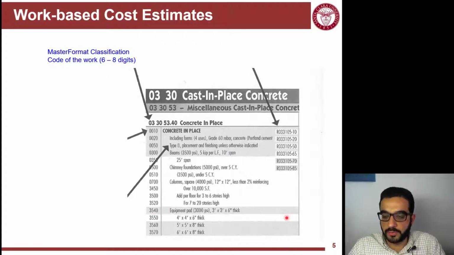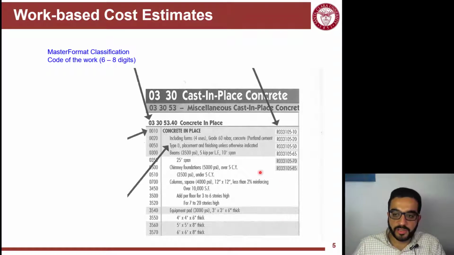If I look at the line items, they are organized in a hierarchy, kind of like a tree branching. The first level, you can see here, I'm dealing with division 3. So it's concrete. 0330, it's cast in place concrete. 0330 53 is miscellaneous concrete, cast in place concrete. And then digging into cast in place concrete, you go into details. But this level, the bold one, is the standard MasterFormat classification code. Anything beyond that is RSMeans' own way of detailing the work items more and more.